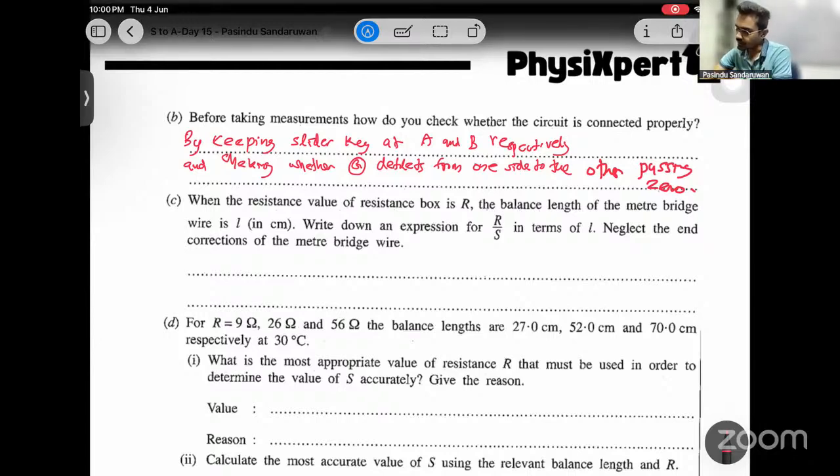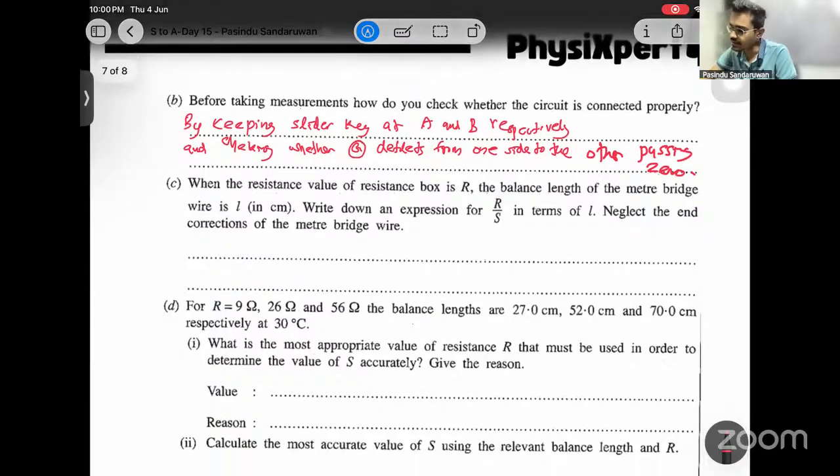Next one. When the resistance value of the resistor box is R, the balance length of the meter bridge wire is L in centimeters. Write down an expression for R over S in terms of L. Neglect the end corrections of the meter bridge wire.